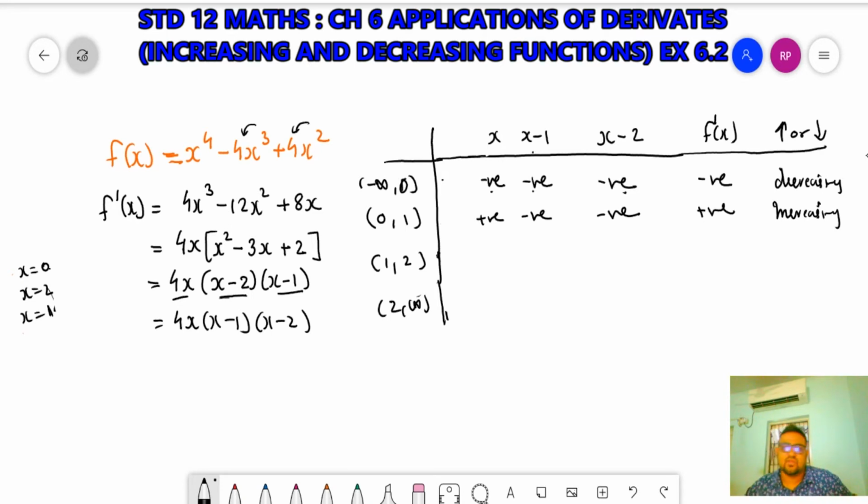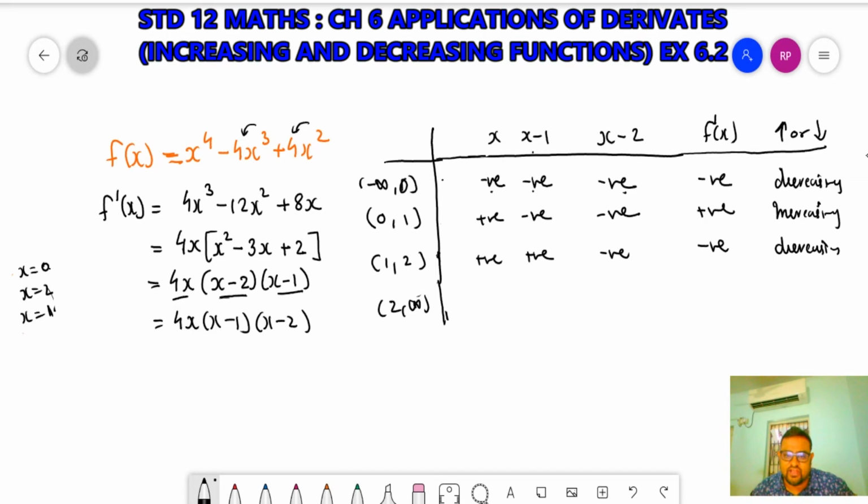increasing. Now from 1 to 2, x is always positive. From 1 to 2, let's take any number, 1.5 minus 1, 0.5. So any number I take between 1 and 2, this will be positive. x minus 2 means the number is less than 2, so it will be negative when I subtract 2 from that. So 1 negative and 2 positive gives negative, so it's decreasing.